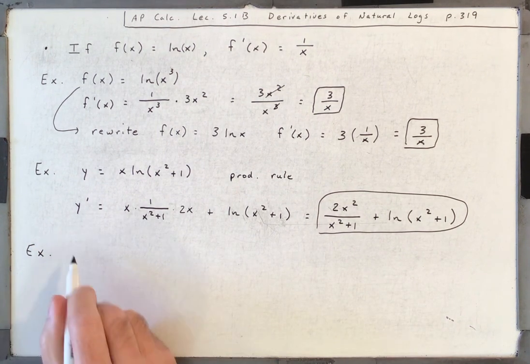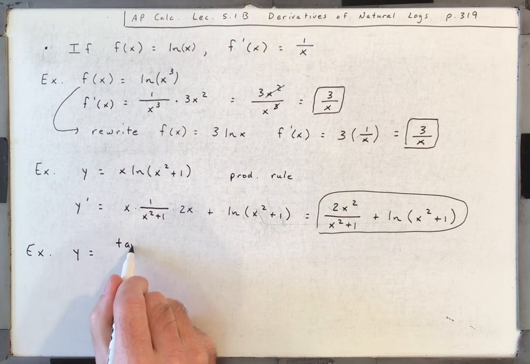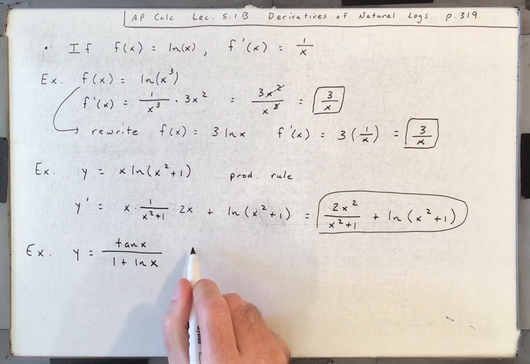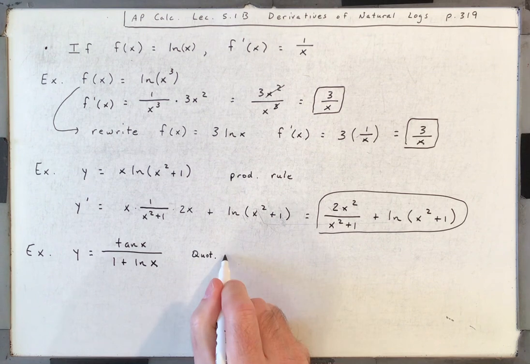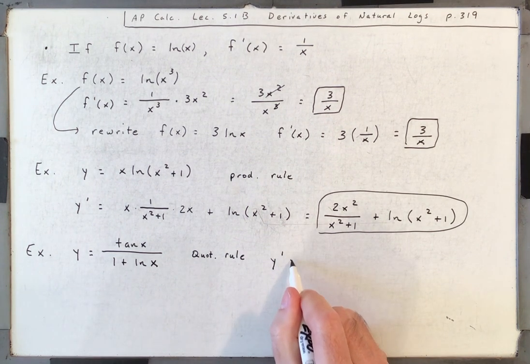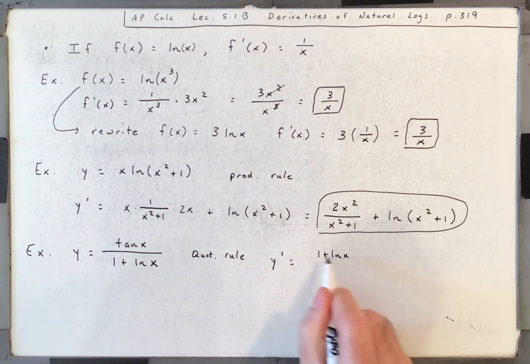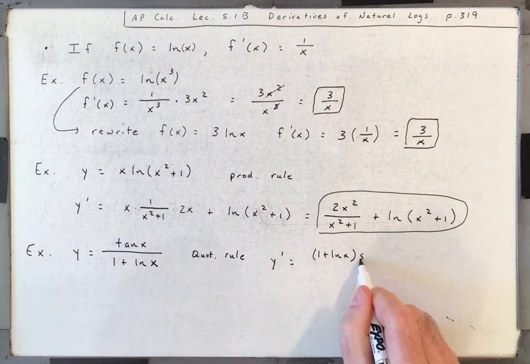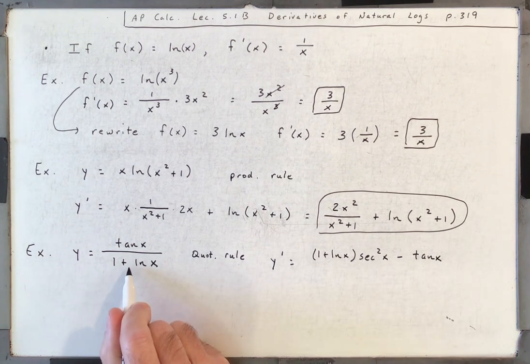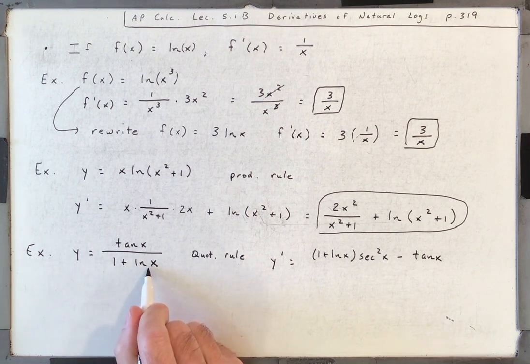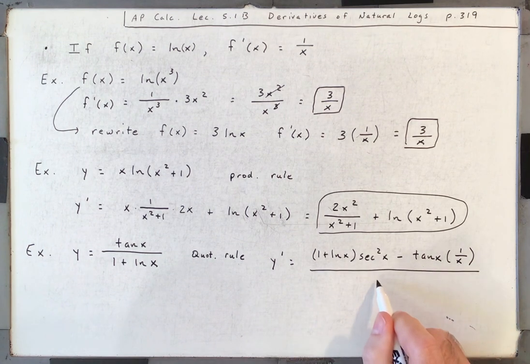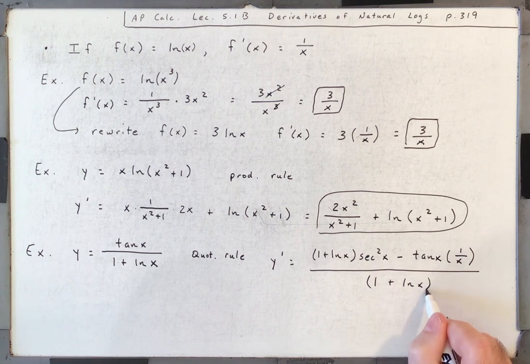All right, and you really can't simplify that any further. All right, let's do another example. Let's say we have y is equal to tangent x over 1 plus natural log of x. So this is a quotient rule. I can't really get out of using the quotient rule. Okay, so we would have y prime is equal to the bottom, 1 plus natural log of x, times the derivative of the top, secant squared x, minus the top, tangent x, times the derivative of the bottom. Derivative of 1 is 0. The derivative of natural log of x would be 1 over x, all over 1 plus natural log of x all squared.